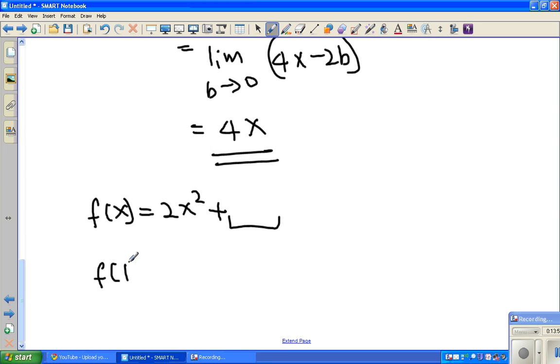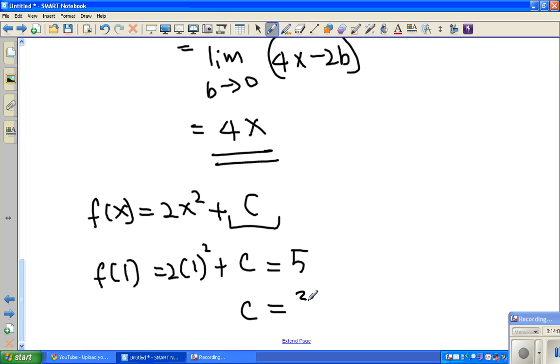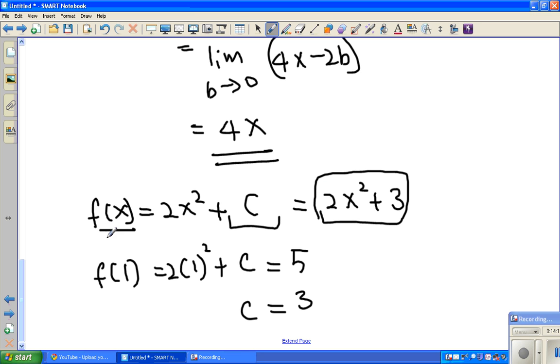Then we realize that f of 1 must be equal to 2 times 1 squared plus, let's call that c. But we realize that that was equal to 5. Then here we realize c is equal to 3. Hence our final answer would have been 2x squared plus 3 as our expression for f of x.